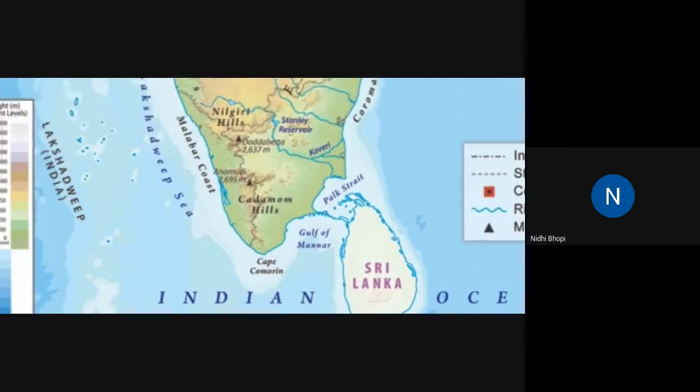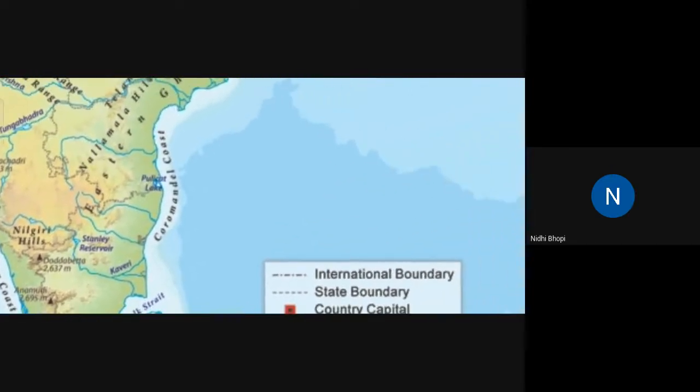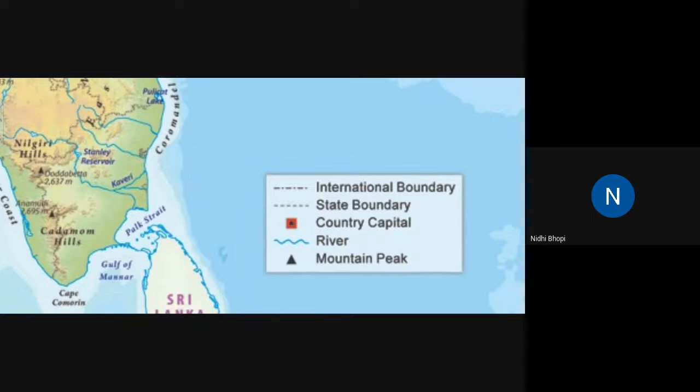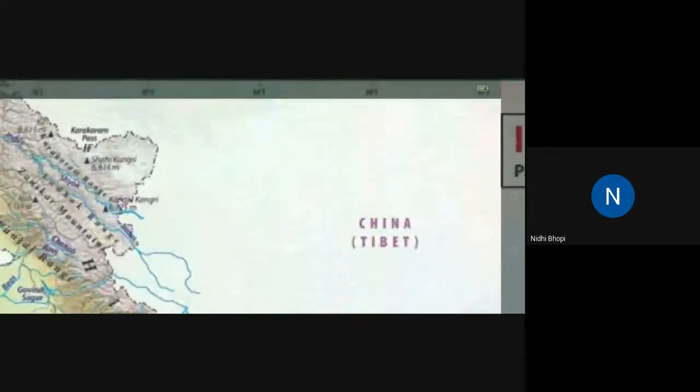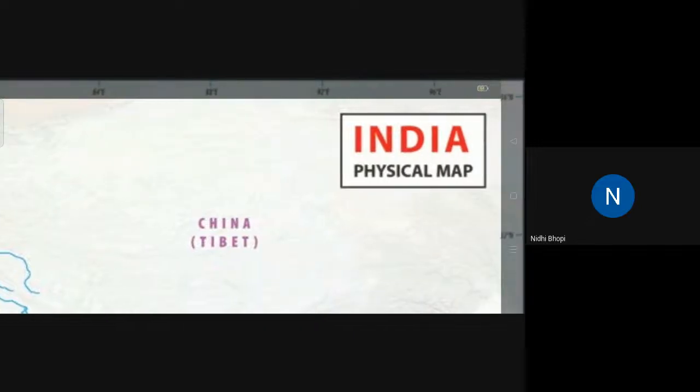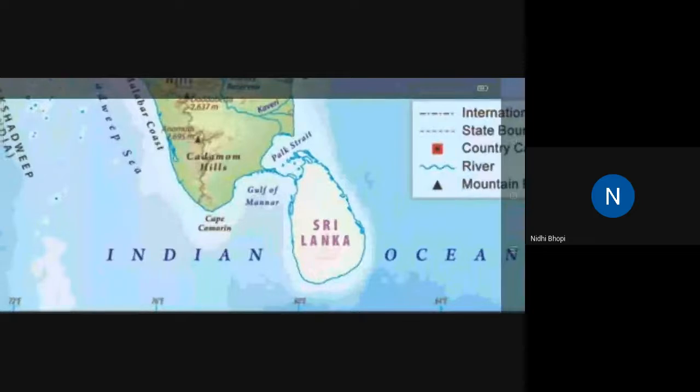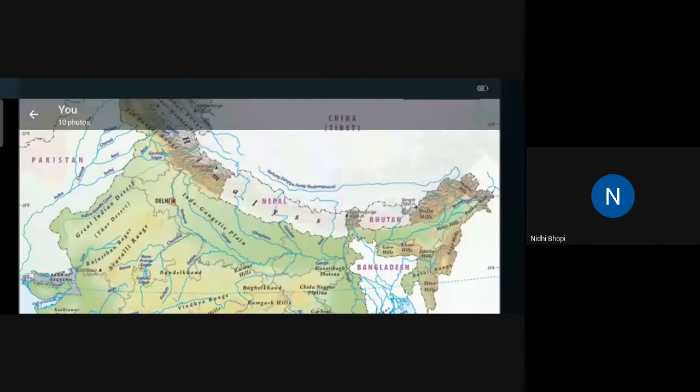So these are the five physical divisions of India. Again, here you can see international boundaries, country capital, all these are the regions shown. Isn't it? India physical map is over. Okay. Now, next, we'll proceed with the world map.